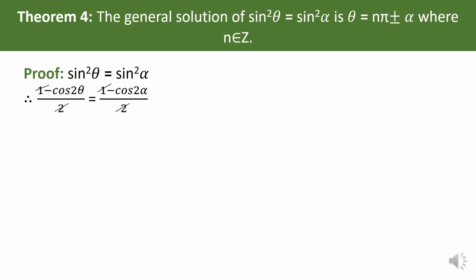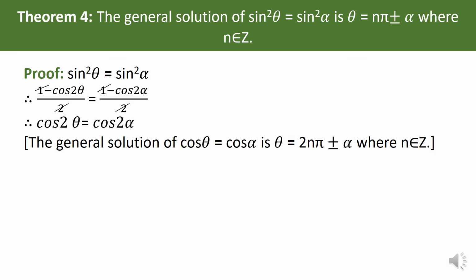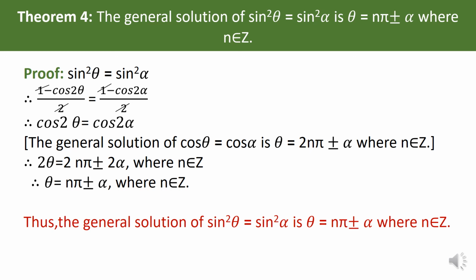Cancelling out the common portions, we get cos 2 theta is equal to cos 2 alpha. Now using the general solution for cos, that is cos theta is equal to cos alpha means theta is equal to 2n pi plus or minus alpha, we get 2 theta is equal to 2n pi plus or minus 2 alpha. Cancelling 2 from both the sides, we get theta is equal to n pi plus or minus alpha, where n is any integer. Thus, the general solution of sin square theta is equal to sin square alpha is theta is equal to n pi plus or minus alpha, where n is any integer.